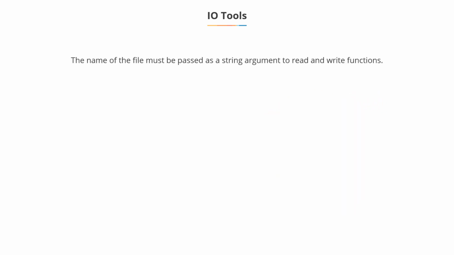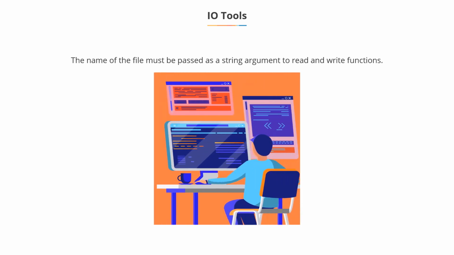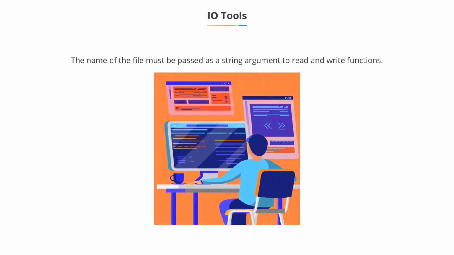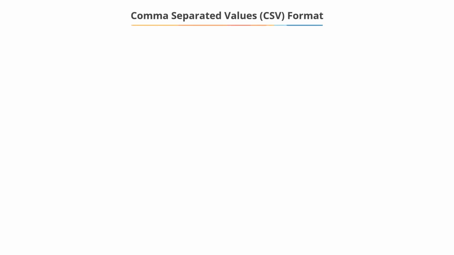The name of the file must be passed as a string argument to the read and write functions. Let us look at Pandas I/O functions for a few file formats now. Let us begin with the comma-separated values (CSV) format. CSV is the most popular textual format into which Pandas can perform I/O operations.